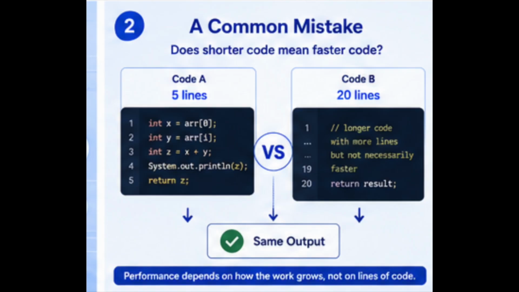Many beginners believe shorter code is always faster, but that's not true. Let's imagine two programs. The first program has only 5 lines of code. The second has 20 lines. Can we say the first one is faster? No. The number of lines has almost nothing to do with performance. What matters is how many operations are performed as the input grows. That's why we analyze loops, recursion, and repeated work, not the length of the code.